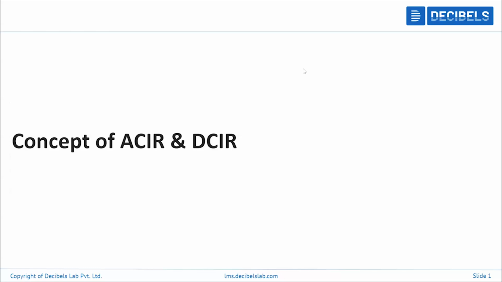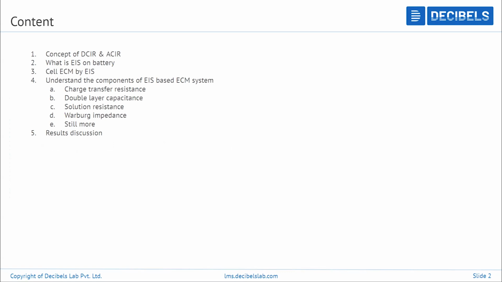So today in this session, we are going to discuss the concepts related to ACR and DCR testing. We'll go through the introduction part of it, what exactly they are, and then we will go a bit deeper into EIS: what exactly EIS is, how it is conducted on the battery, and what could be the scope of it. And then we'll look at some ECM systems.